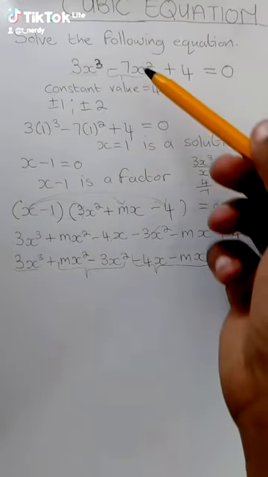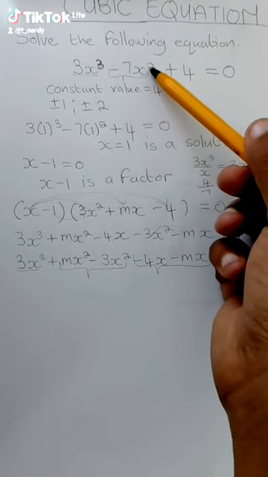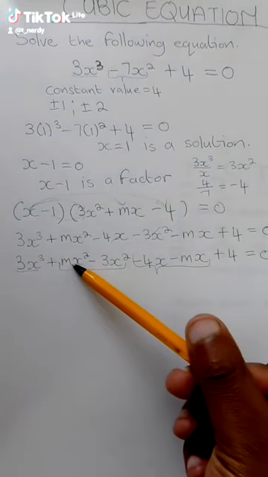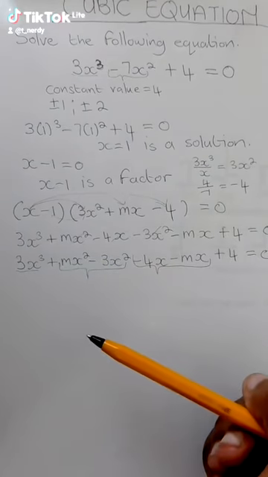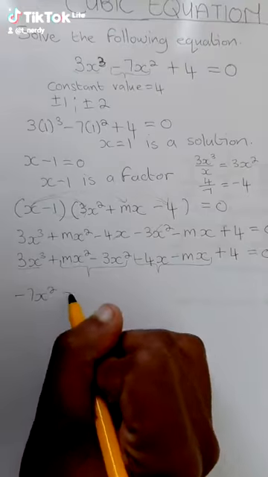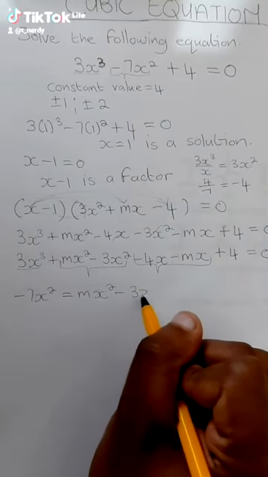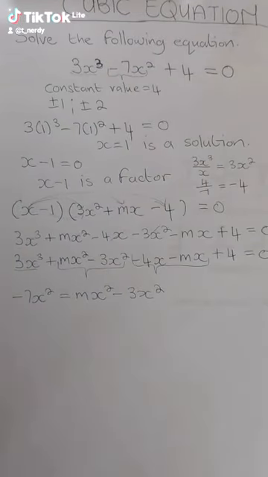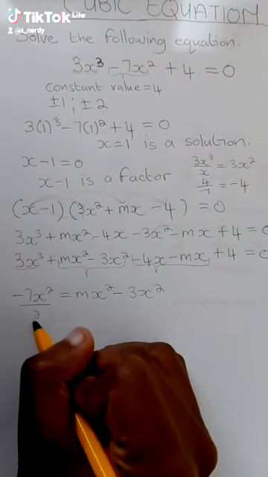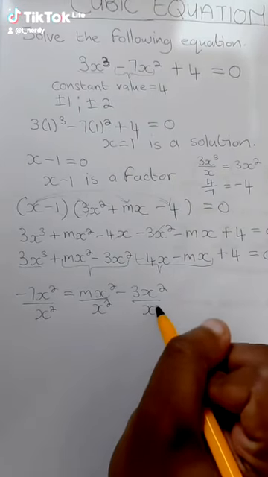So in order for us to determine m, we can equate this value of minus 7x squared with this value here, mx squared minus 3x squared. So we can therefore say minus 7x squared is equal to mx squared minus 3x squared. And then from there, we can divide by x squared throughout, since we see that the common term is an x squared.